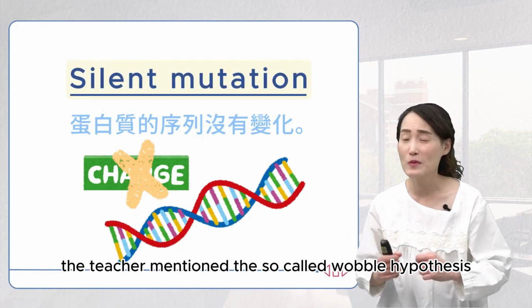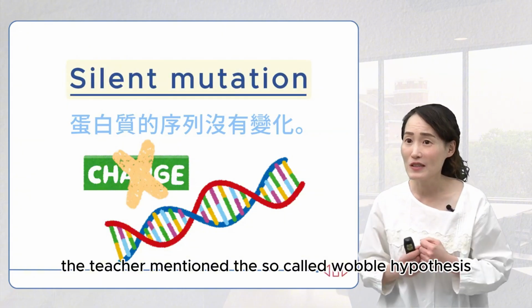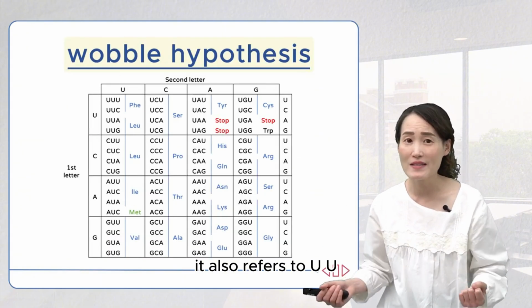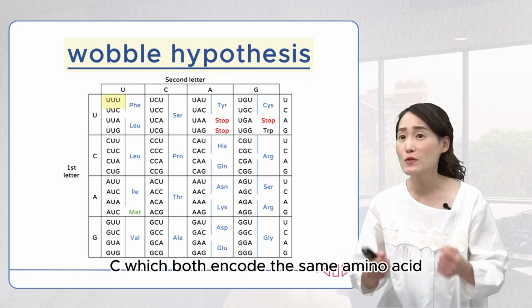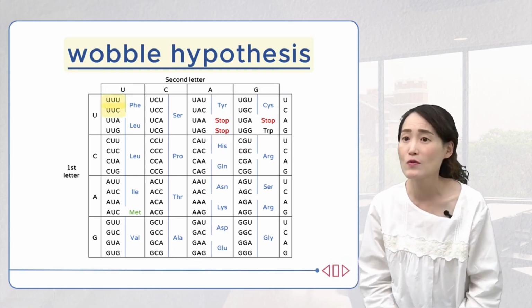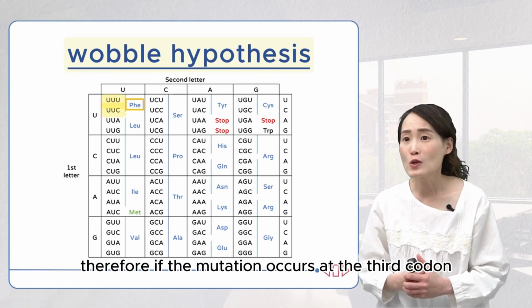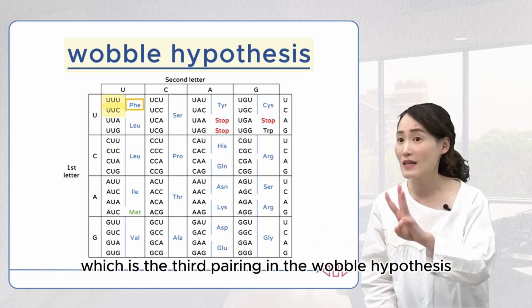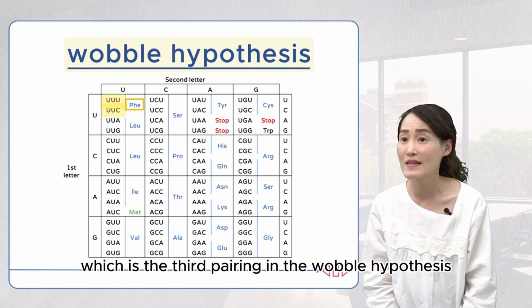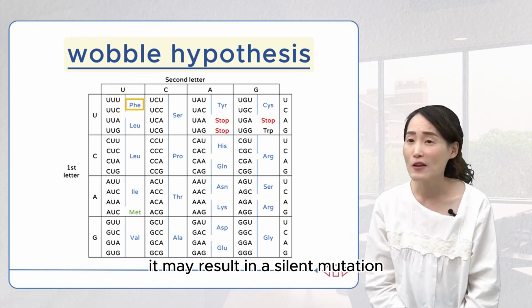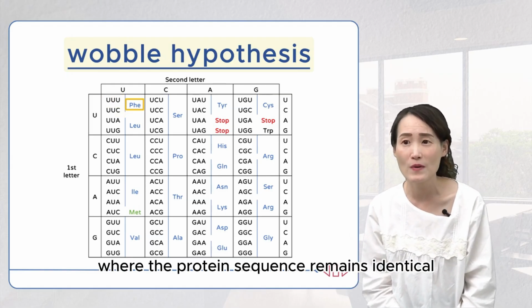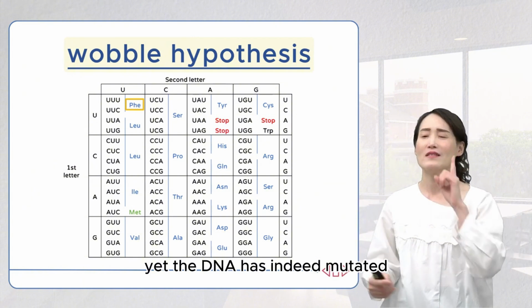Do you remember that the teacher mentioned the so-called wobble hypothesis? It also refers to UUU or UUC, which both encode the same amino acid. Therefore, if the mutation occurs at the third base of the codon, which is the third pairing in the wobble hypothesis, it may result in a silent mutation where the protein sequence remains identical, yet the DNA has indeed mutated.